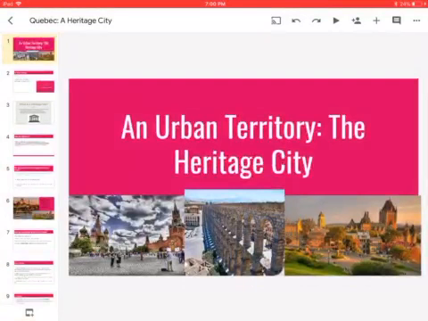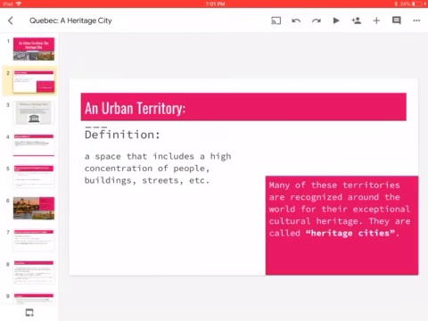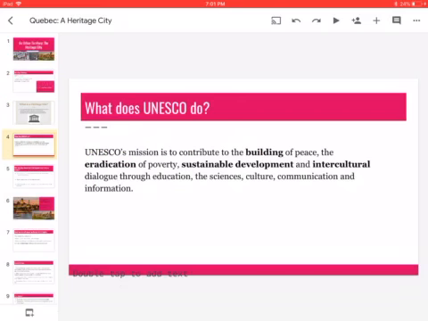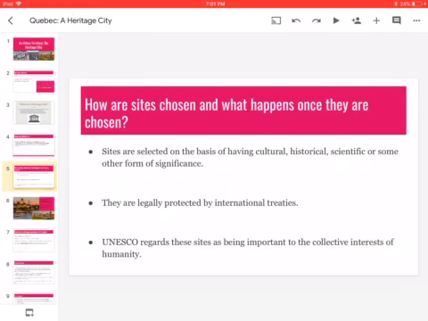So basically, just to recap a little bit what we spoke about heritage cities. Heritage cities are known for their cultural or historical aspects. It's a landmark which has been officially recognized by the United Nations, specifically by UNESCO, for having some sort of cultural, historic, scientific importance to the world, right? So basically, sites are chosen based on having cultural, historic, scientific, or some other form of significance. They're legally protected. UNESCO regards these sites as being important for the collective interest of humanity.